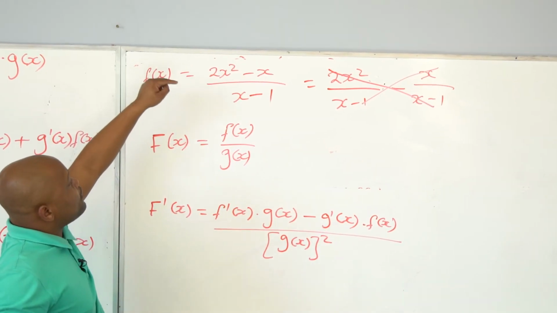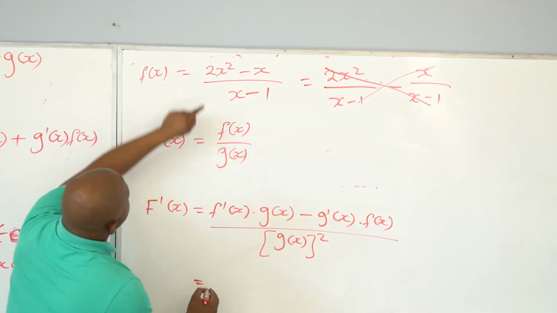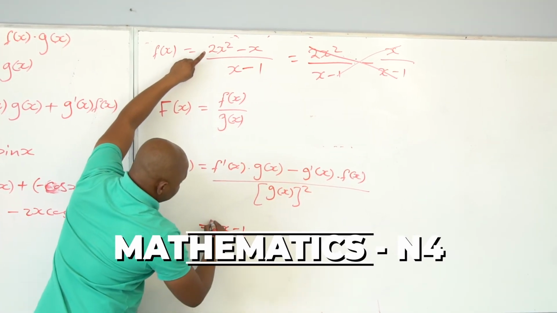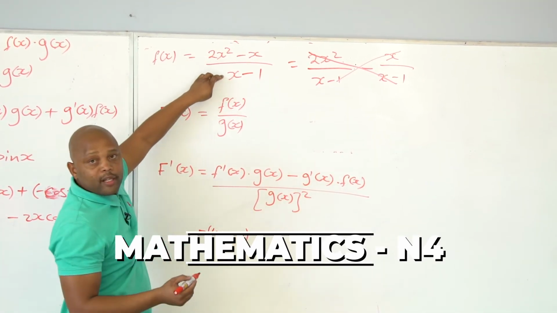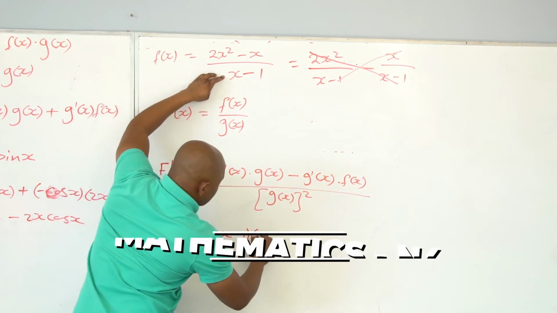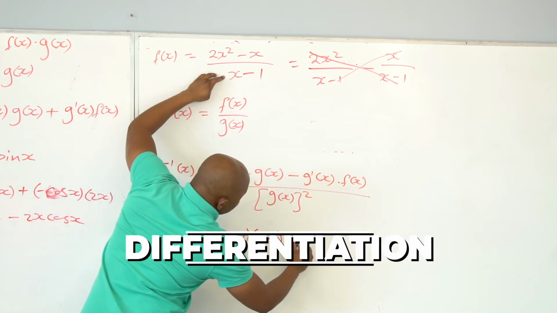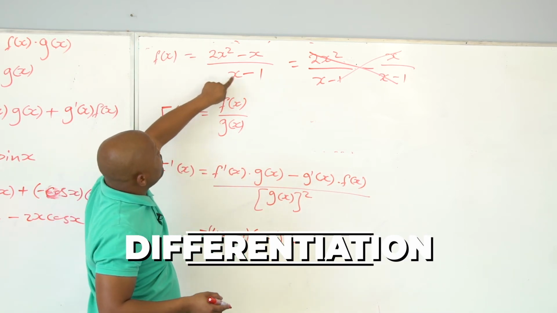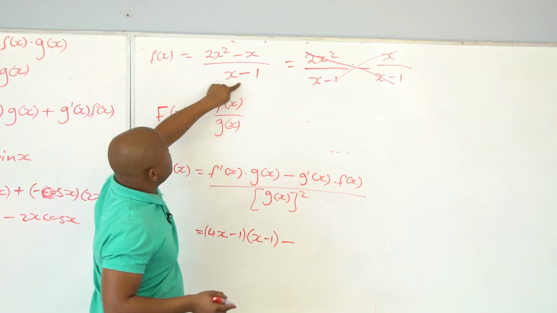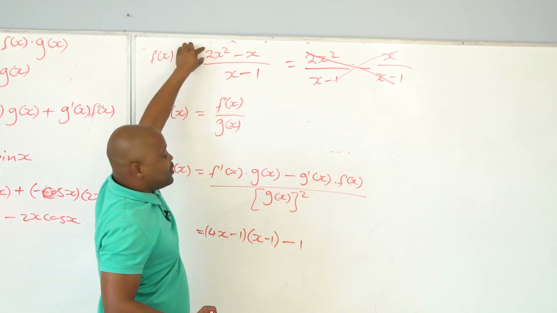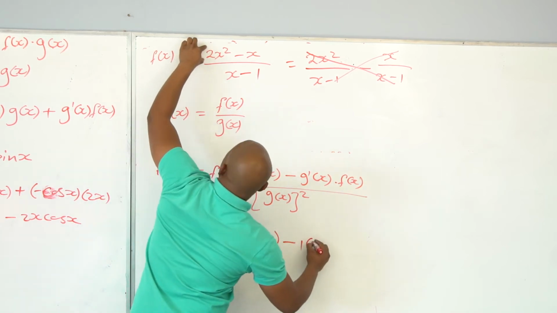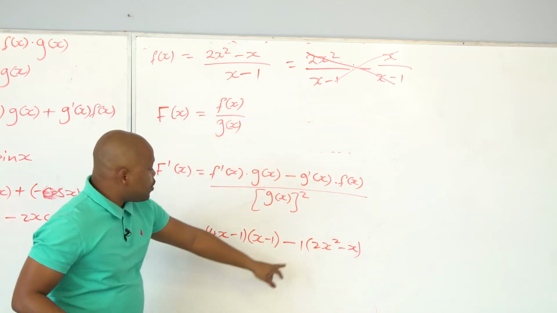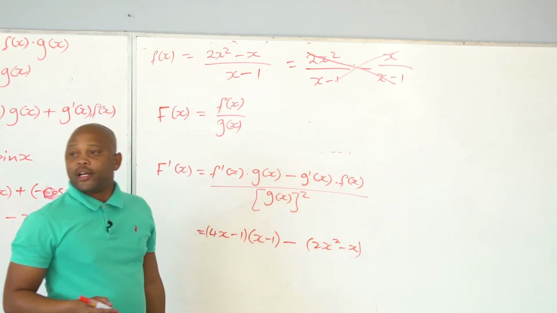So the derivative of 2x squared minus x is going to be 4x minus 1. And then I keep the one at the bottom, which is x minus 1. So x minus 1 minus, and I derive at the bottom. The derivative of x minus 1 is 1, and the constant falls away. Then I keep the one at the top, which is 2x squared minus x. So 1 times this is the same as having that bracket as it is, right?